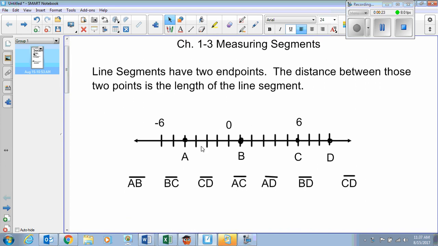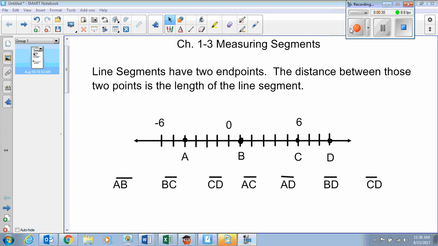Sometimes we're going to have them like this, where the length of a segment is just the distance between the 2 points. As we look at this figure, this is a number line. We can see that 0 is represented right here. If we go forward, that'd be 1, 2, 3, 4, 5, 6, 7, 8, 9. And backwards from 0 would be -1, -2, -3, -4, -5, -6. If we want to find the length of these line segments, we've got AB, BC, CD, AC, AD, BD, and also CD.